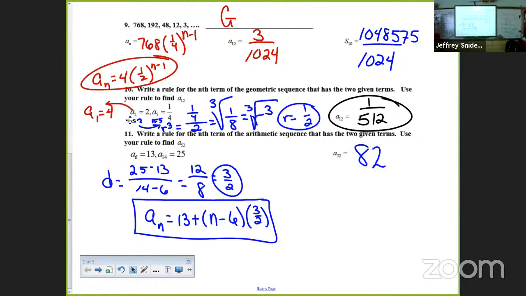Any questions on the front? Can we go over that last one? I got 82, but I did 13 equals a to the first plus 6 minus 1 times 3 over 2. So I found the first term. Oh, you can do that. I'm saying you don't have to, but you can. If you want to, that's fine. You can leave it like that. You can go ahead and do what you want.